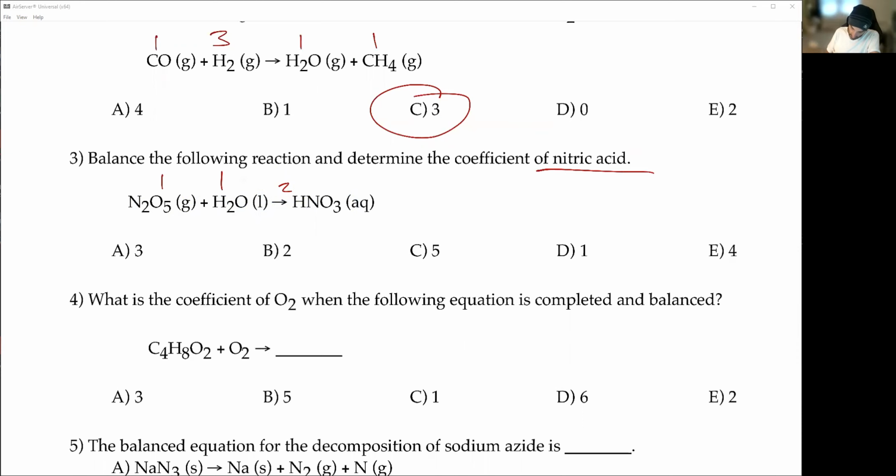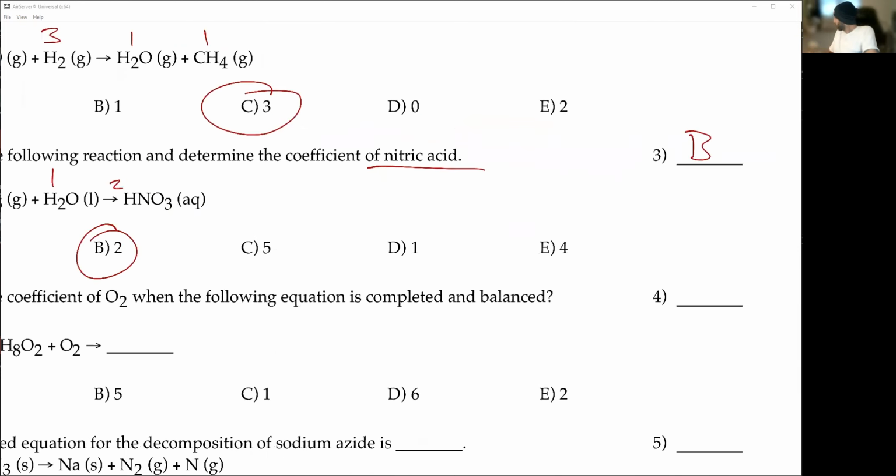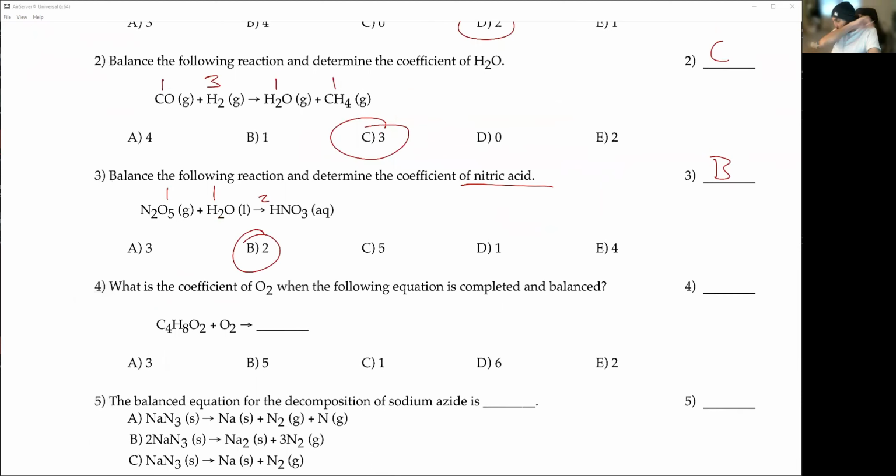So what's in front of nitric acid? Nitric acid has a 2 in front of it. So B is the proper answer for that.